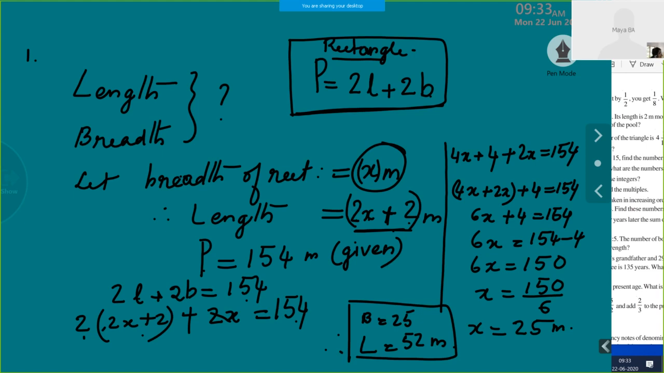That is 6x is 154 minus 4. 6x is 150. That means 25 sixes are 150. So we get the value of x as 25 meter. That is our breadth. So length is going to be 2 more than twice of 25, which is 52.